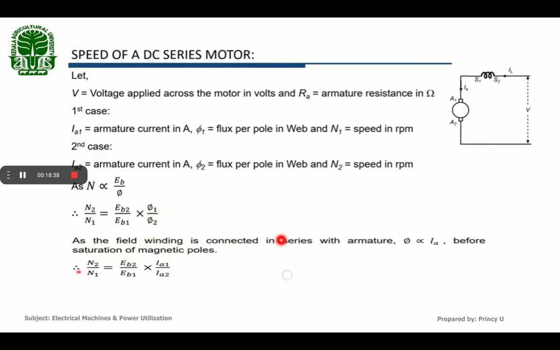As the field winding is connected in series with the armature, flux is proportional to IA, before saturation of the magnetic poles. That is, after magnetic saturation the flux becomes constant. So before that value, flux is proportional to armature current. And so for a series motor, this equation can be written as N2 by N1 is equal to EB2 by EB1 into IA1 by IA2. Since phi is proportional to IA, we can write IA1 by IA2 in the equation.